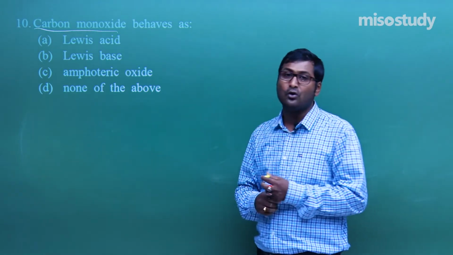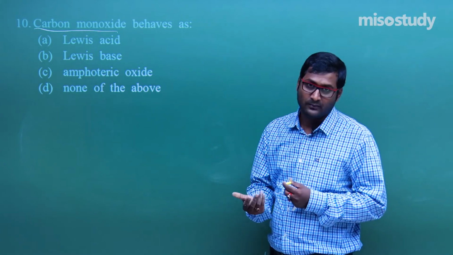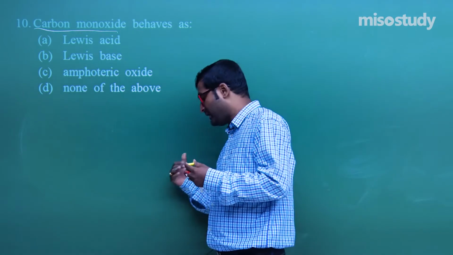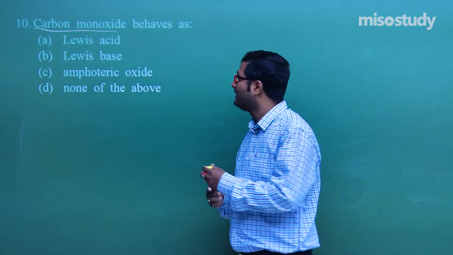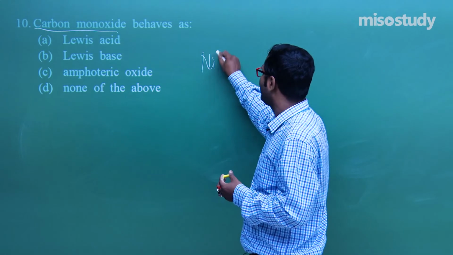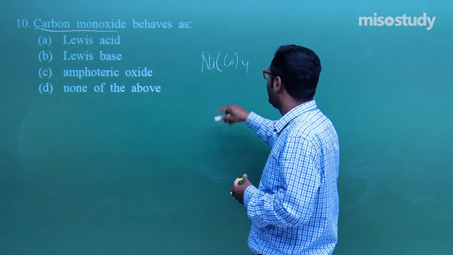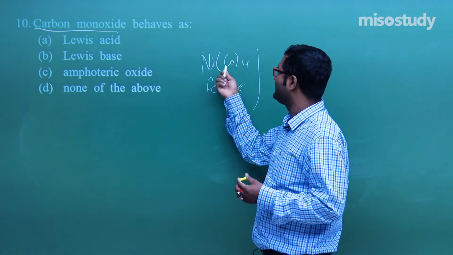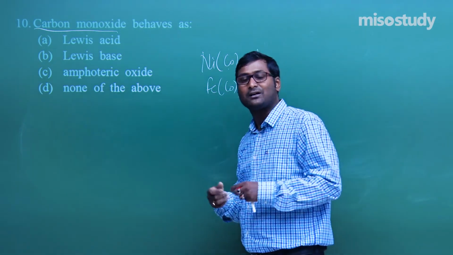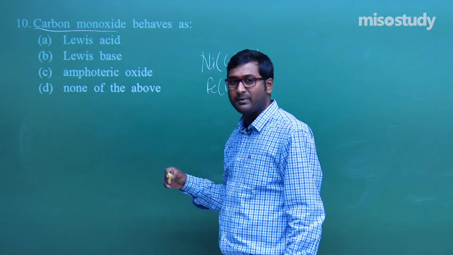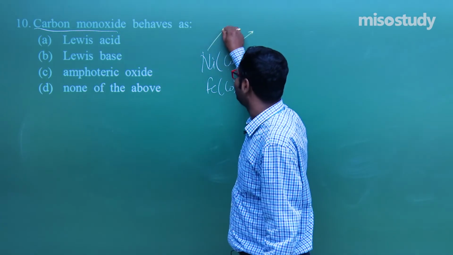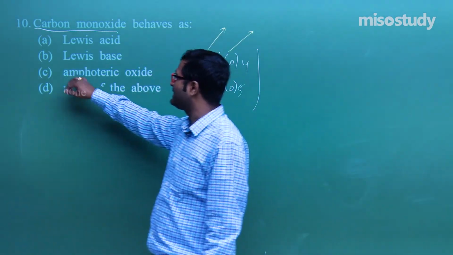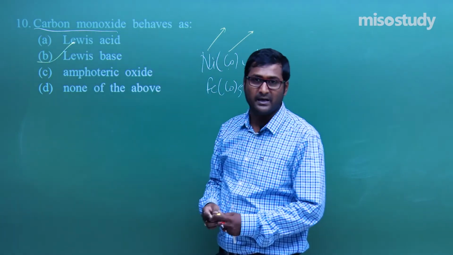So carbon monoxide acts as a ligand during the formation of different metal complexes, like Ni(CO)4 and Fe(CO)5. These are complexes, and in this case the CO molecules are ligands. Ligands are electron pair donors, and electron pair donors are Lewis bases. So in this case we say this is the Lewis base.